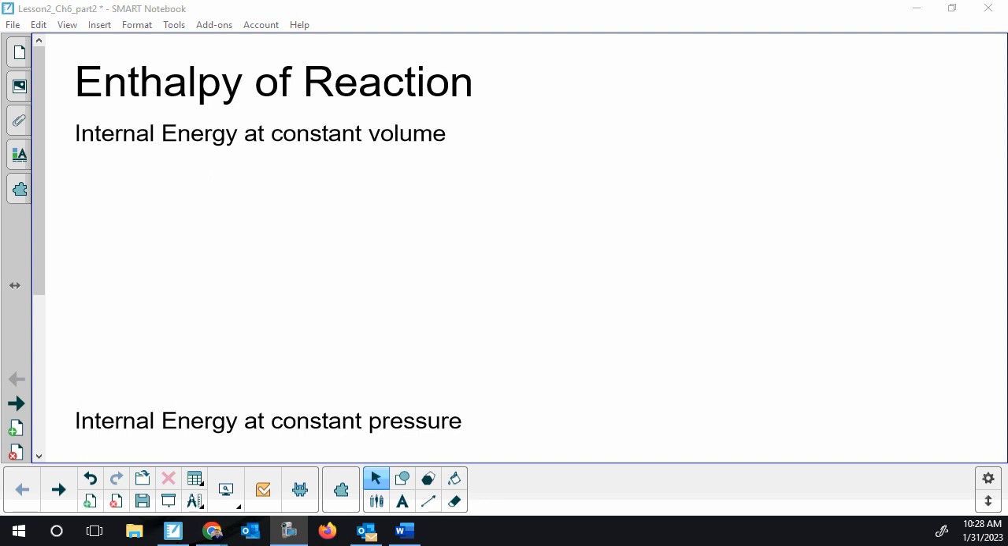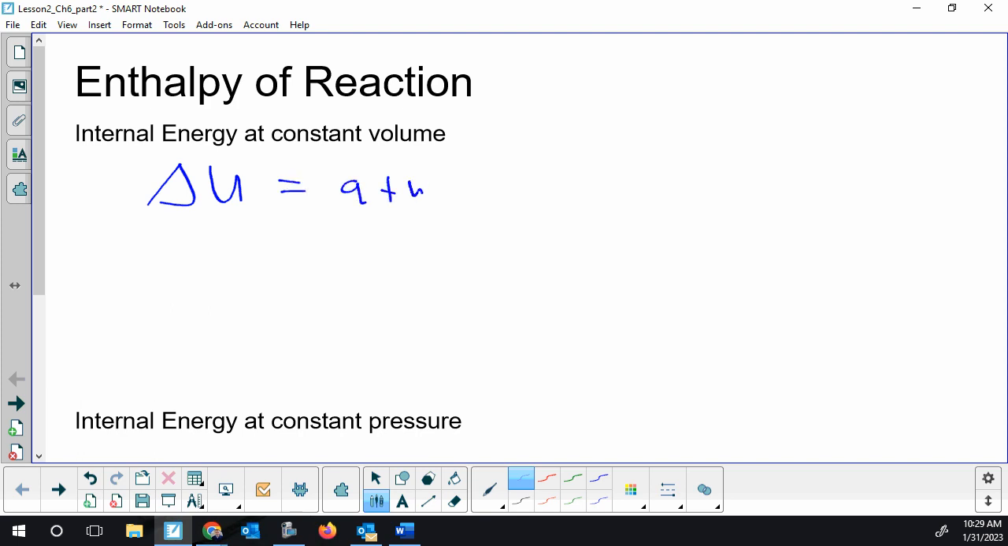So our second lesson on AP thermodynamics, wrapping up the enthalpy theme. We're going to look at internal energy under two particular constants, constant volume first. So the change in internal energy of the system, I'm not going to write the system subscript, is Q plus W.